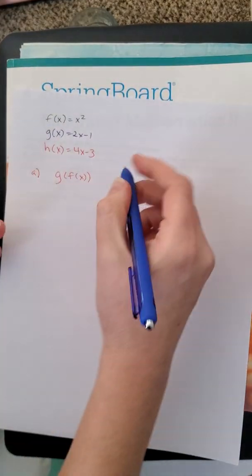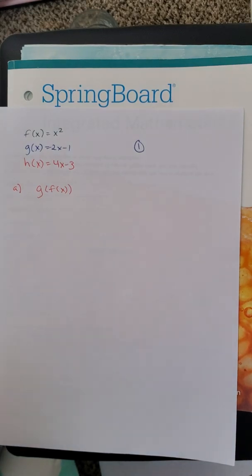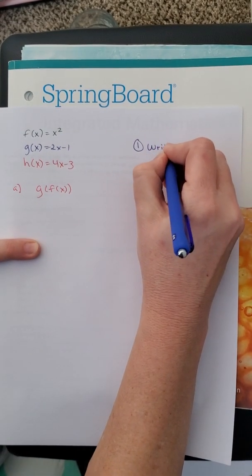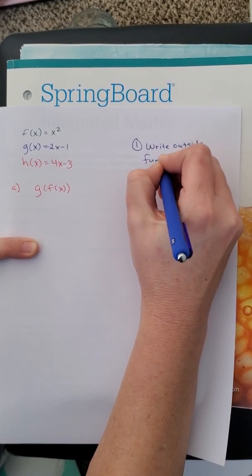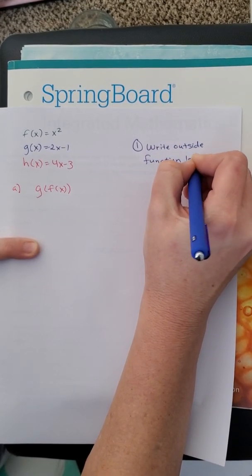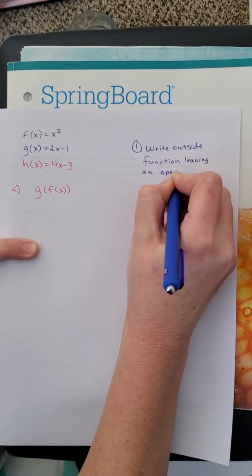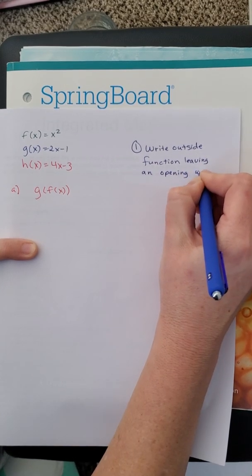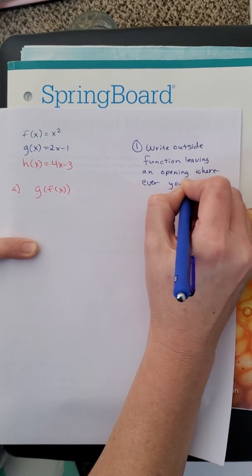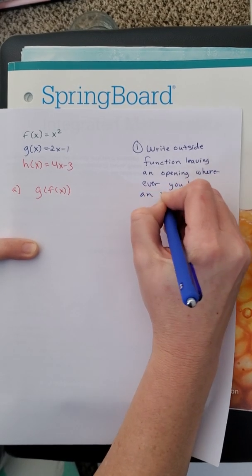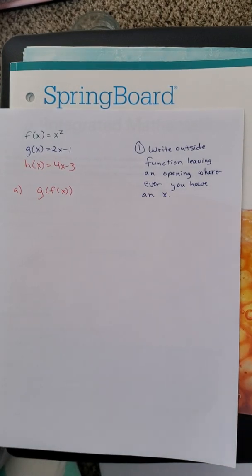And so what we do is instead of starting with the inside function, you're going to write your outside function, leaving an opening wherever you have an x. So again, this could happen in more than one place in the function. It may only happen in one place.